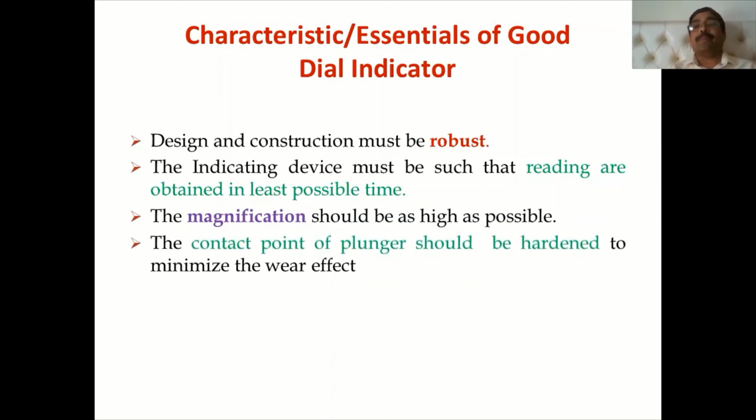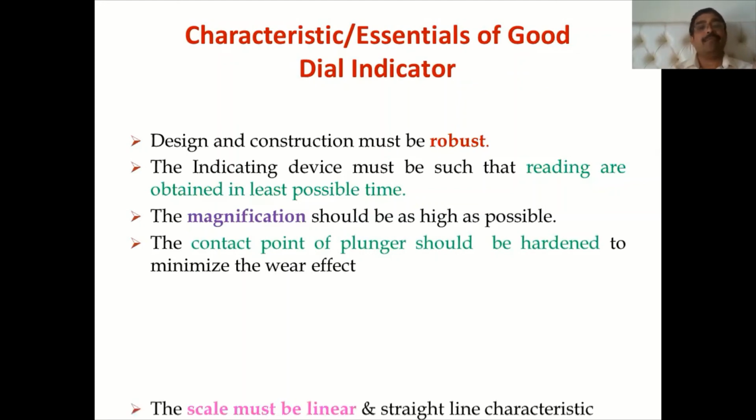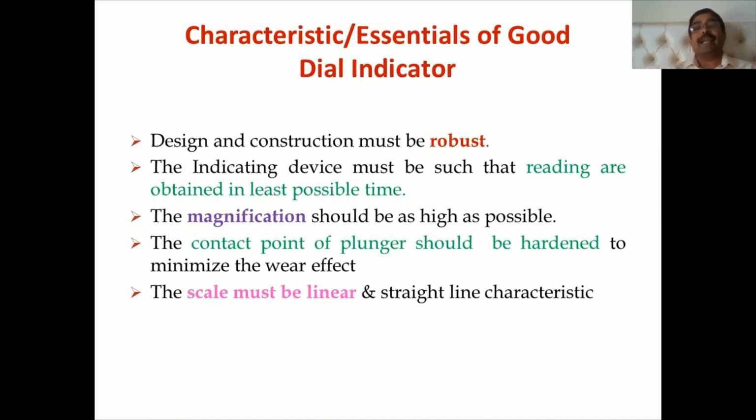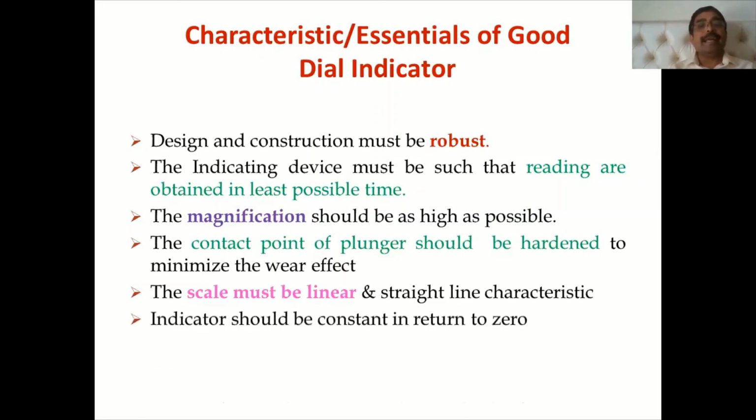The contact point of the plunger should be hardened. As we know it wears out, the contact point should always be the hardest, so that we can minimize the wear. The scale must have linear, straight-line characteristics. This we have also discussed. So our dial indicator scale is always linear. Then the indicator should be constant in return to zero. What it means? Whenever the pointer moves over that scale, when I remove the component below that plunger, the pointer should suddenly return to its original position, the zero position.